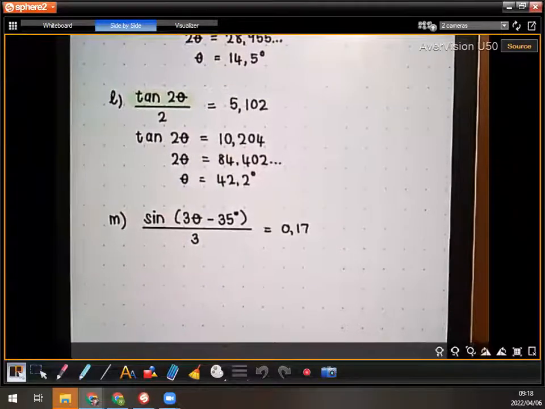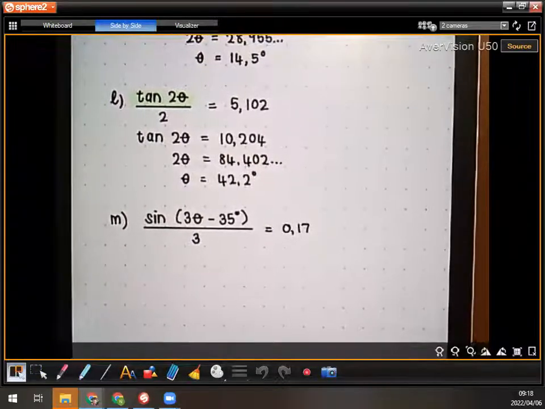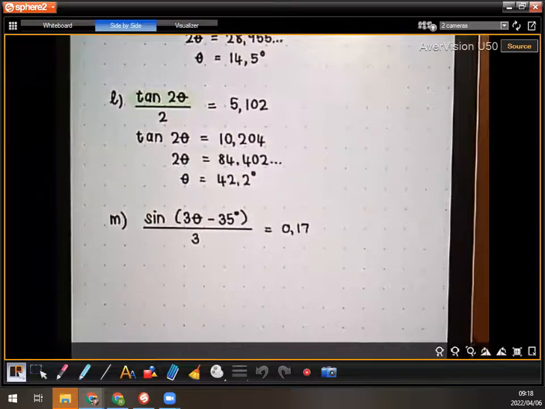Do we have an answer? Okay, I got 42.2 degrees. I got 34. I got the same. I don't know. Guys, just check this first, times by 2 there in the first step. That is the problem.